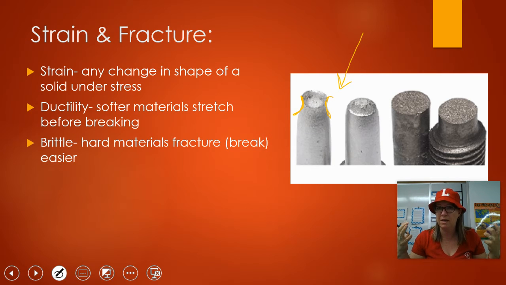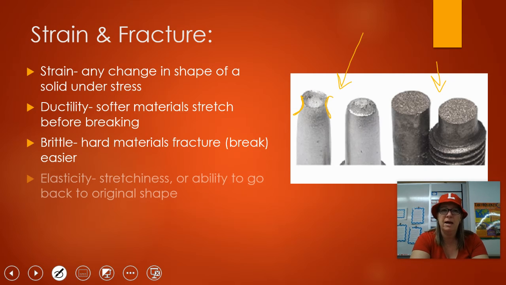This is how metal is made into wires. It gets skinnier and skinnier and skinnier. This was a more brittle metal. It didn't stretch at all. It just pulled and then snapped, okay? Well, the same thing can happen underground with rock.